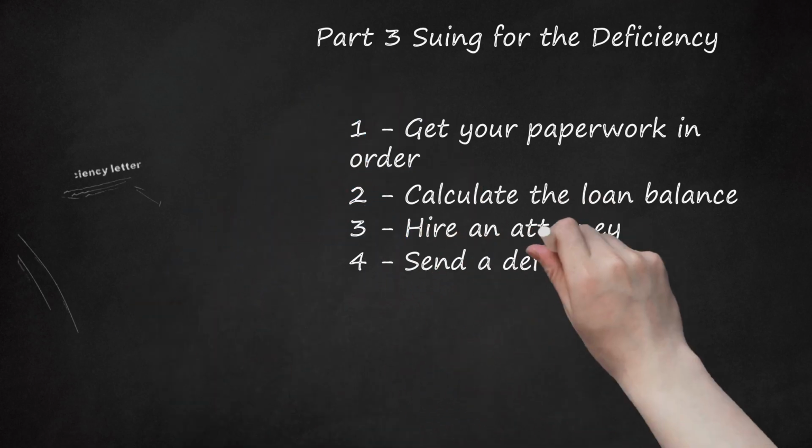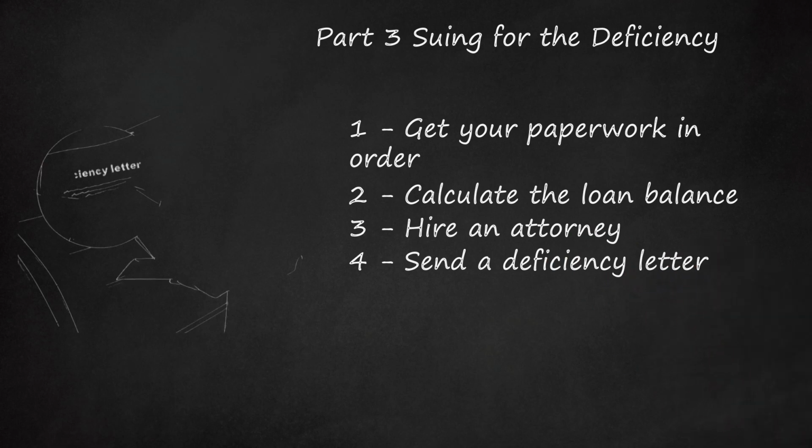4. Send a deficiency letter. Your state might require that you send a letter to the borrower after the sale. You should include information about how much the car was sold for and how much in costs and fees you incurred repossessing, storing, and selling the vehicle. You also need to account for how the sale proceeds have been applied to the debt. Typically, you are allowed to apply the proceeds to your costs before applying proceeds to the balance of the loan.